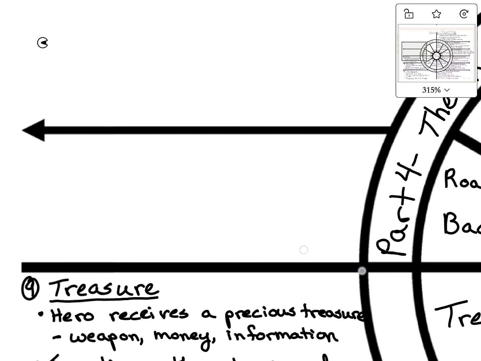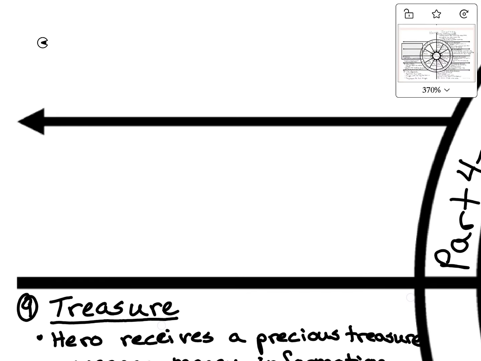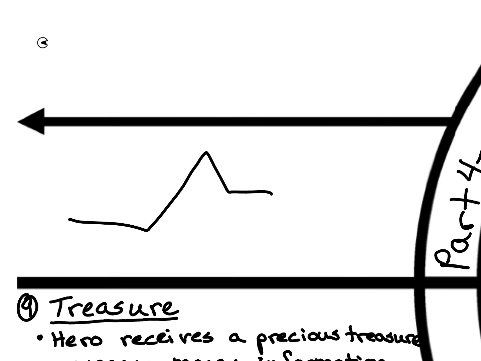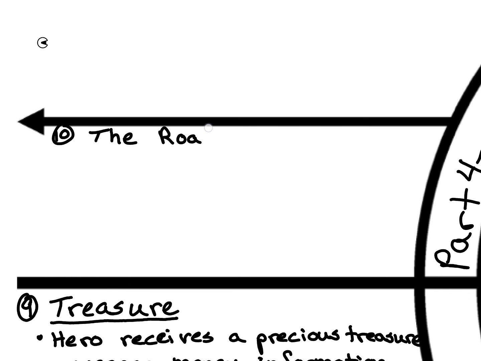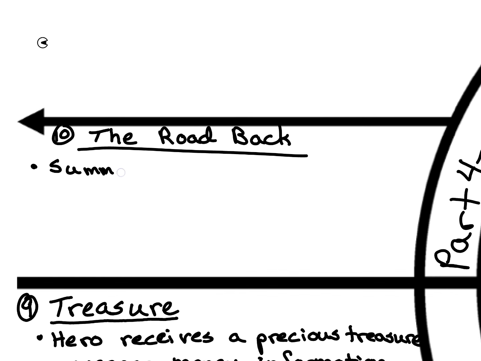And this, in our normal plot diagram, the one that looks like this, that we talked about the other day, this is the falling action. This is the downward slide, the race to the end, the piece that I said has to exist, but it can go very, very quickly. So this is going to be part 10, the road back. And this is a summary of events of the trip home.